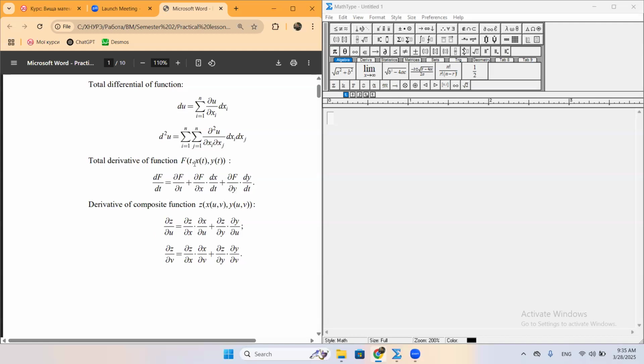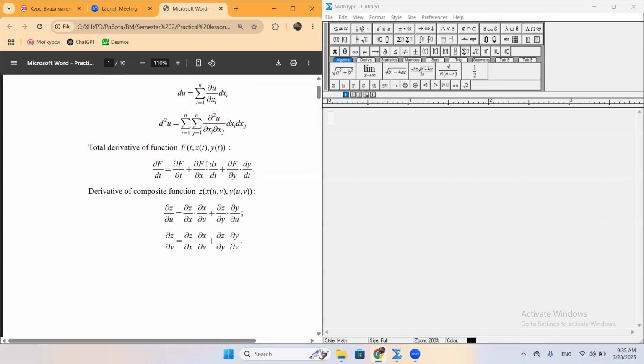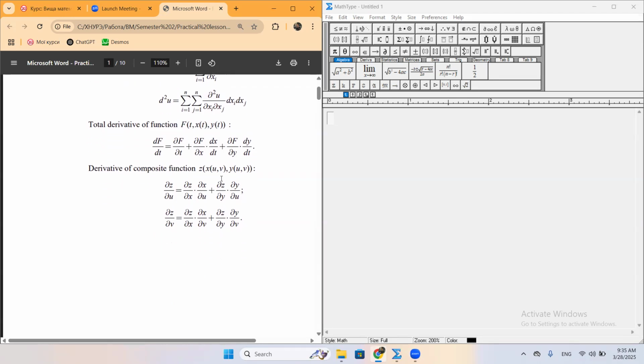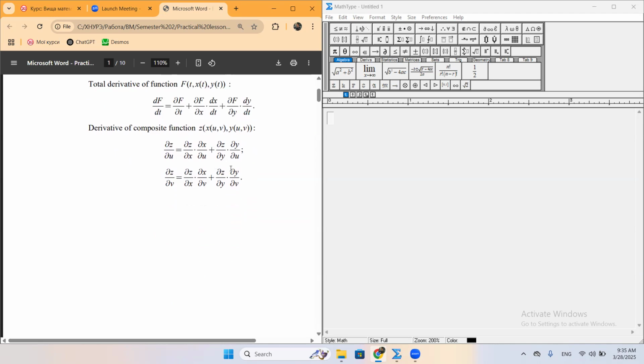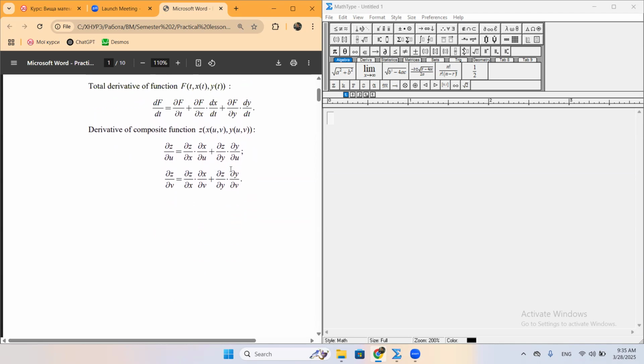Here is the formula of total derivative of function. So when it is a composite function that depends not only on t variable but on functions that also depend on variable t. Here is the derivative of composite function formula. We will use them in our tasks, so we will return to them later. Now I just reminded you of them a little bit.